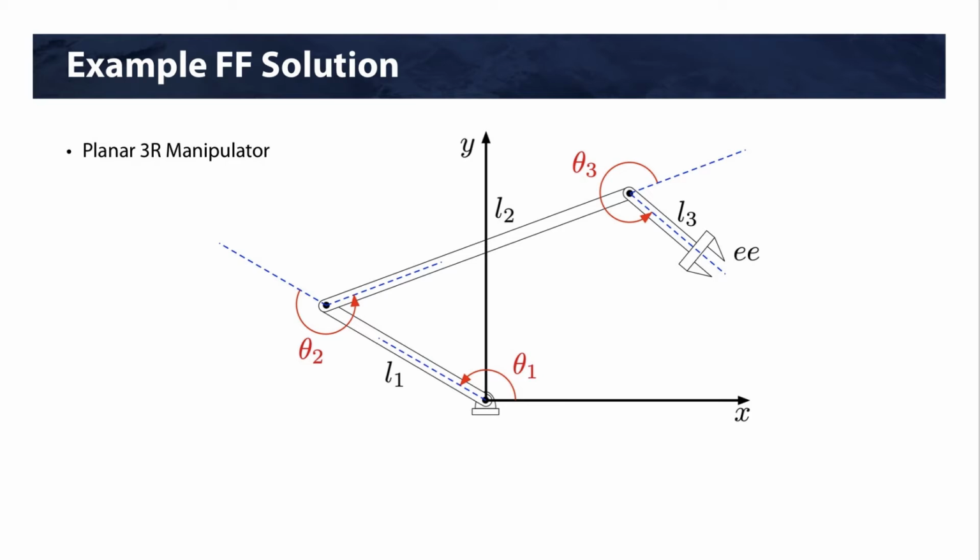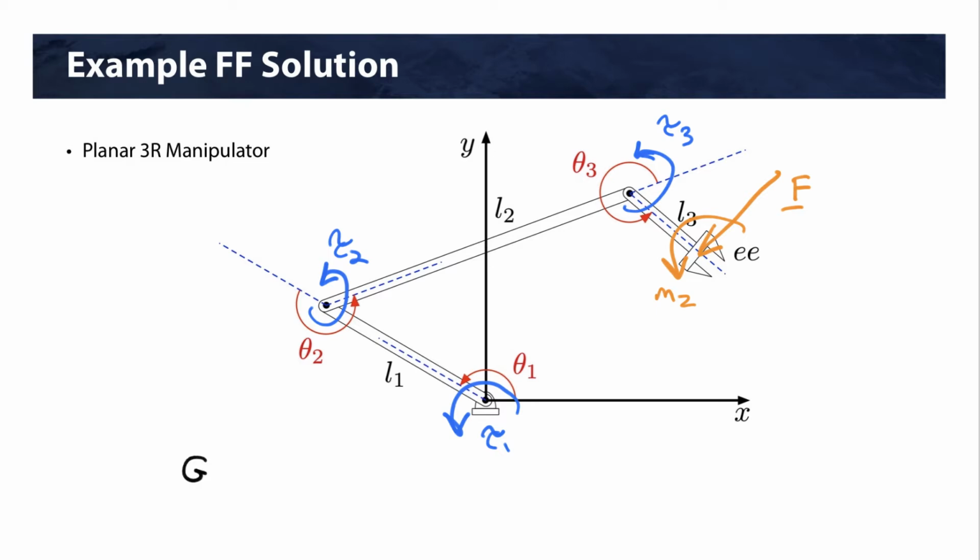Here again, we have our planar 3R manipulator. And so for the forward force problem, we would know the torques being applied at the joints, tau 1, tau 2, and tau 3. And we want to find what is the wrench being applied by the end effector.